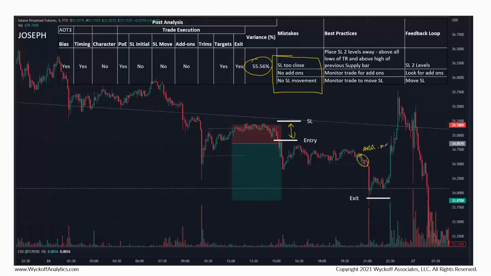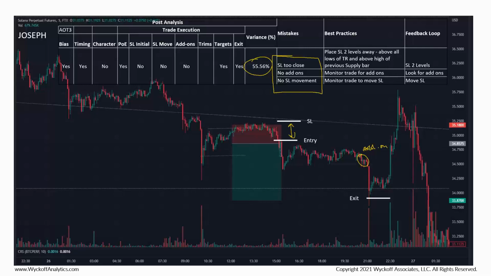His best practices, and it's really important for traders to keep track of what we're doing right, because not only do we want to eliminate mistakes, but we want to reinforce the things that we're doing correctly. So he placed his stop loss 2 levels away, above all of the lows of the trading range and above the high of the previous supply bar. And this plays to what you were talking about with the logic of where the stop loss gets placed. So I think Joseph is also thinking this through, which is great.